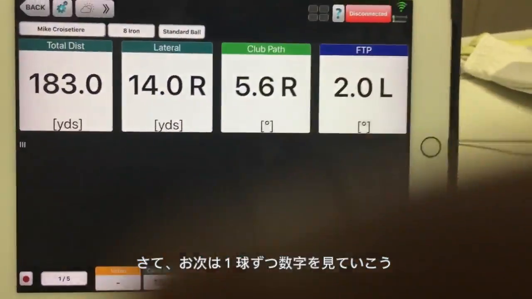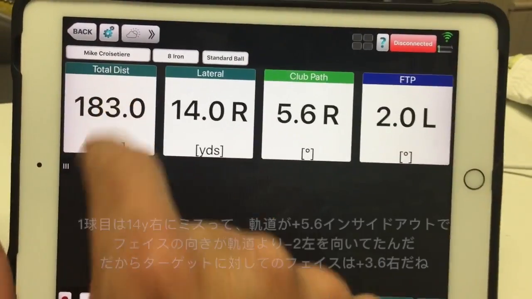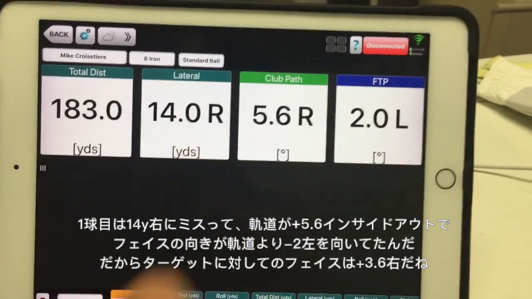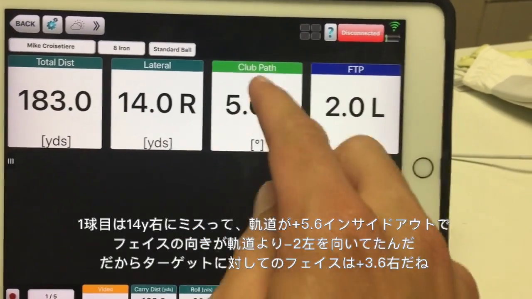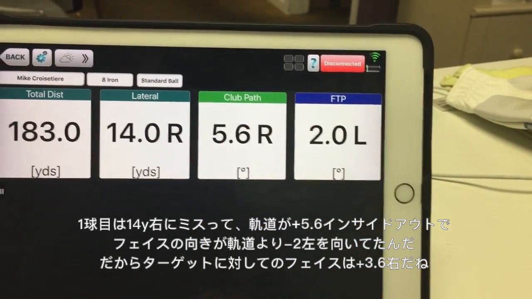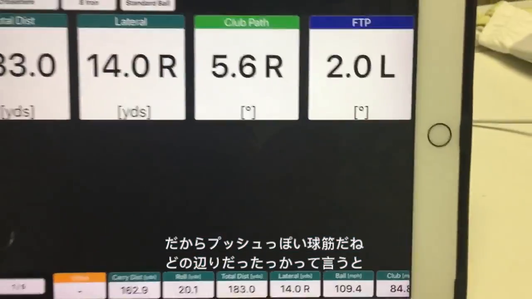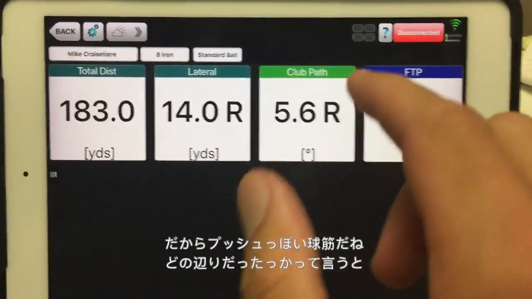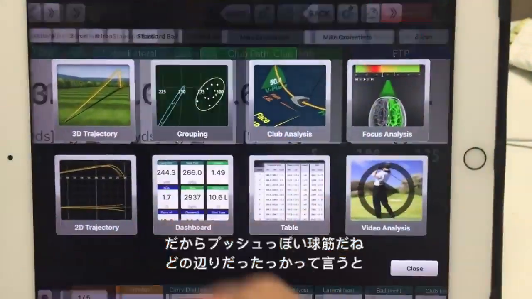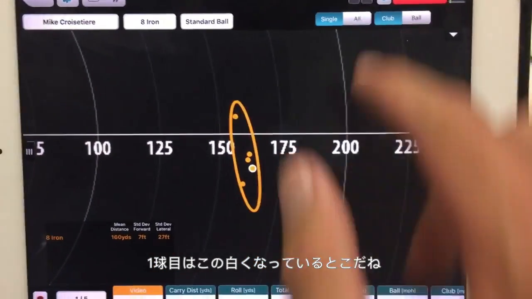So let's go through some of the shots here. The first shot, ignore the total distance too. This is with firm fairways. Totally disregard that. Let's look at the lateral. So I missed it 14 yards right. Club path was 5.6 to the right. Face to path was 2 degrees left, so roughly right around 3.6 with that. So I hit a little push shot basically with that first shot. And if we go back to the grouping, you can see it highlighted right here. I missed it off to the right.